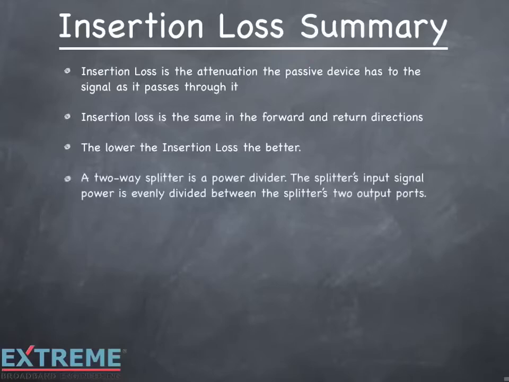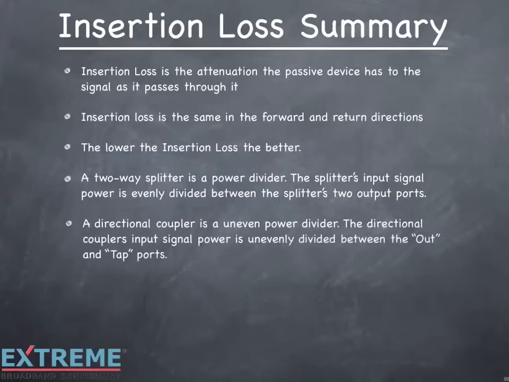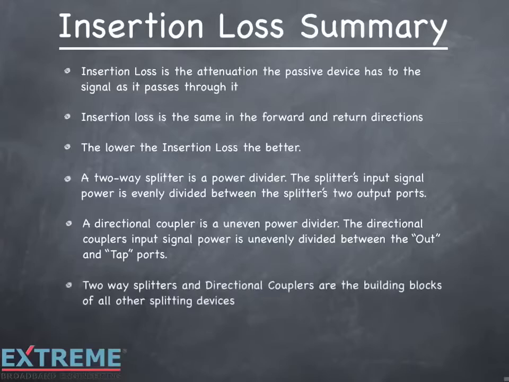A two-way splitter is a power divider. The splitter's input signal power is evenly divided between the splitter's two output ports. A directional coupler is an uneven power divider. The directional coupler's input signal power is unevenly divided between the out and tap ports. Two-way splitters and directional couplers are the building blocks of all other splitting devices.